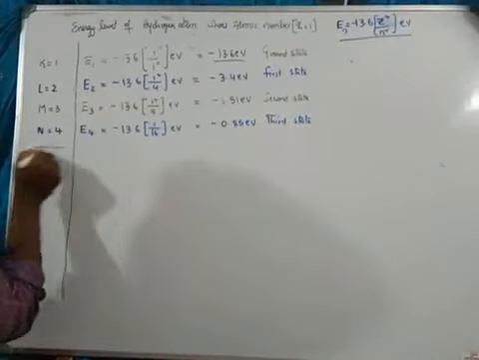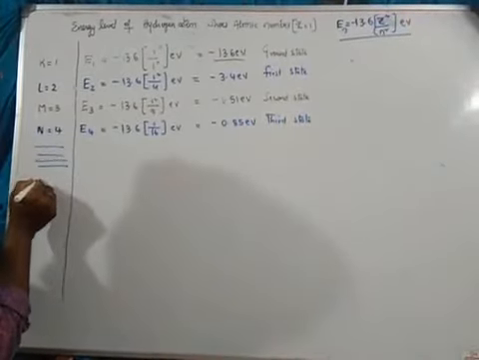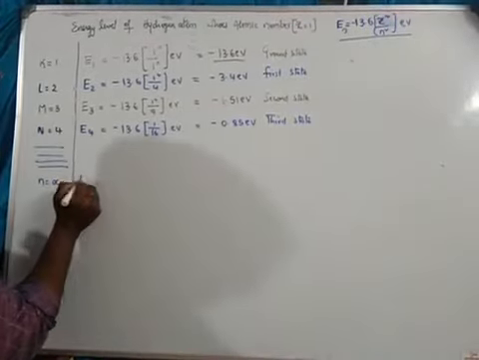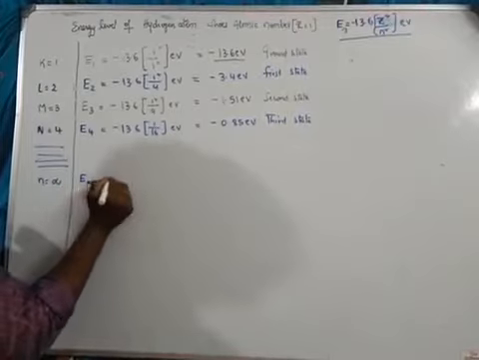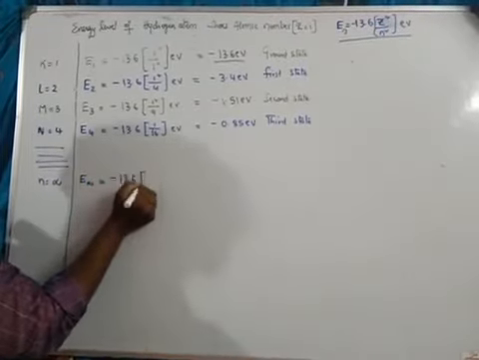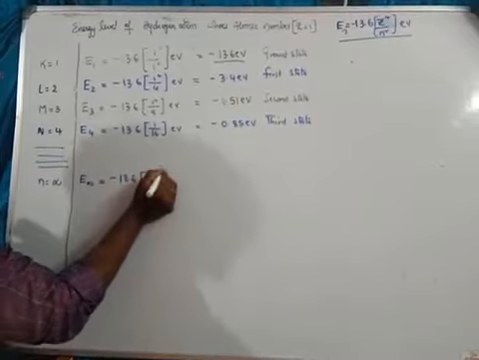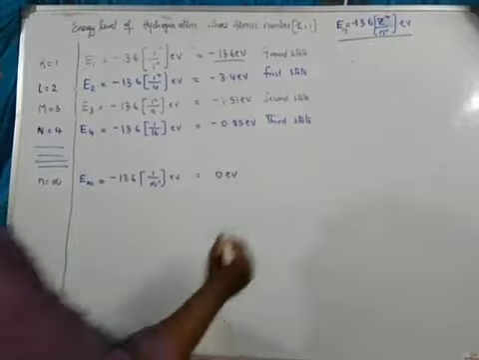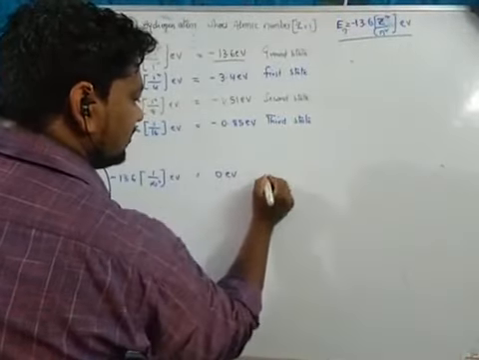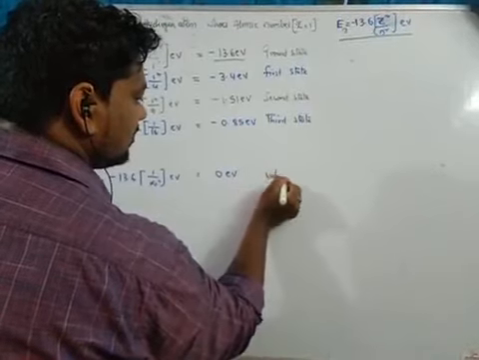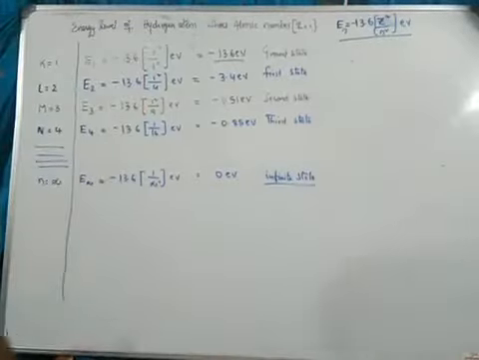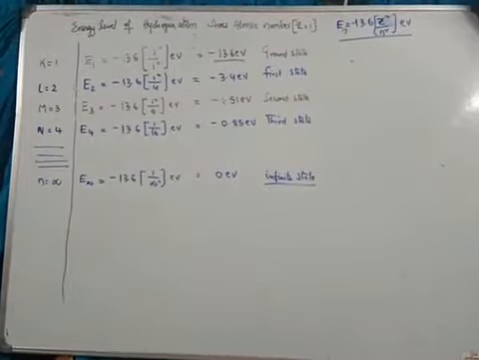And so on, we can calculate any number of terms. Suppose n is equal to infinity. Then the energy is equal to minus 13.6 times 1 divided by infinity square electron volt. Simply, we can represent it as 0 electron volt. It will be the infinite state. So we can calculate any value based on this. But remember these values.